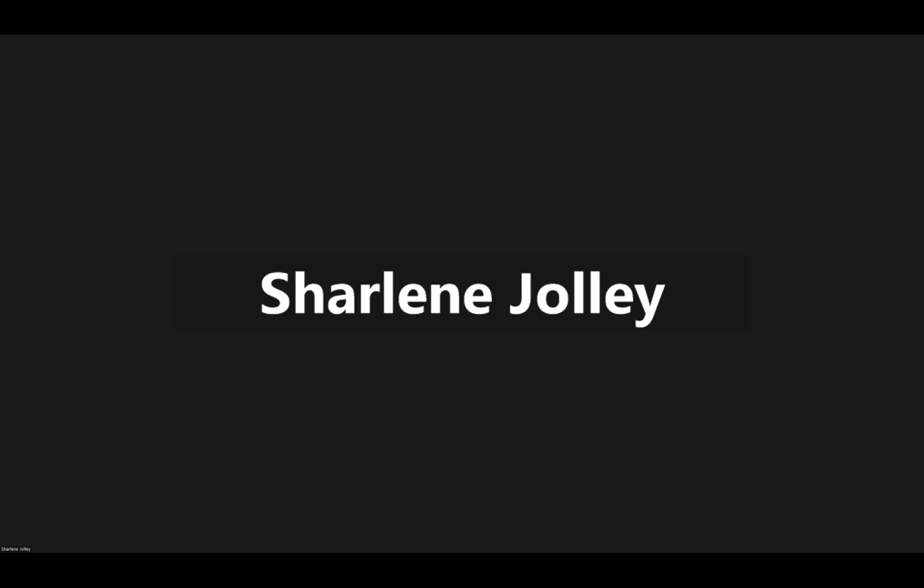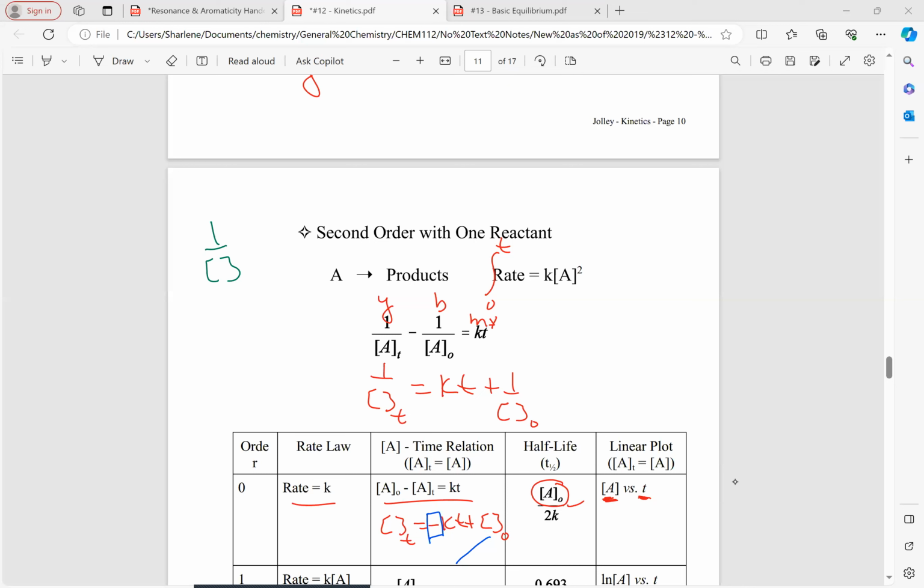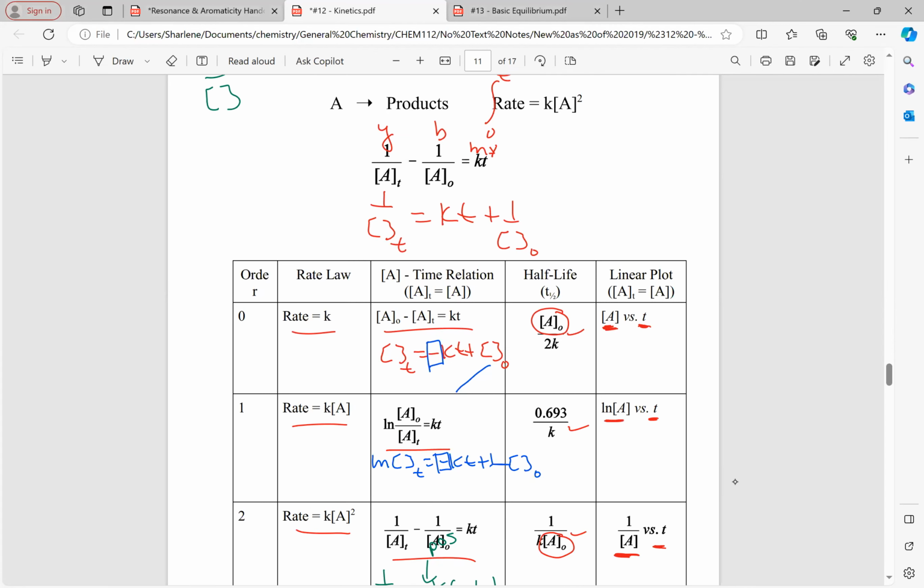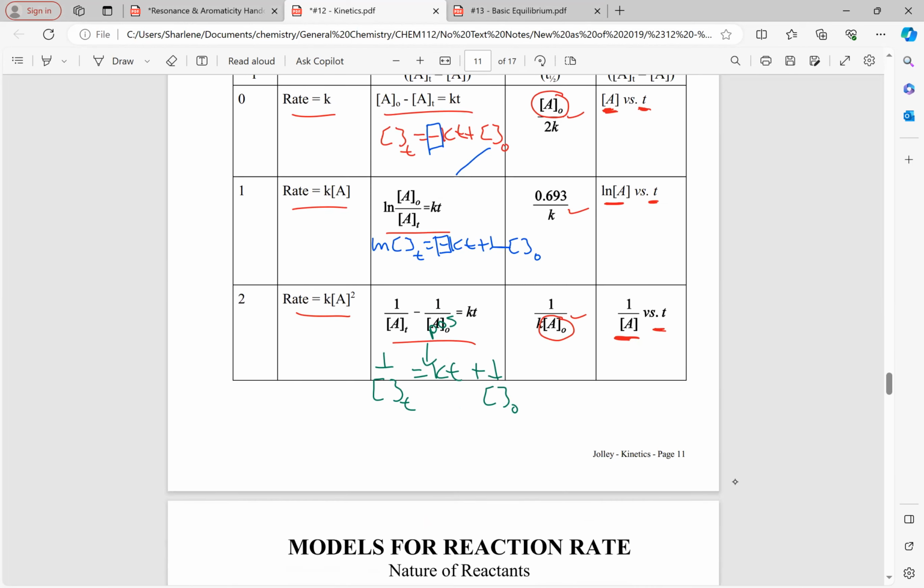Let's talk about some kinetics. All right, we have gone through most of the chapter. We did the rate of reaction equation, we did the rate law equation, we did the linear equations.